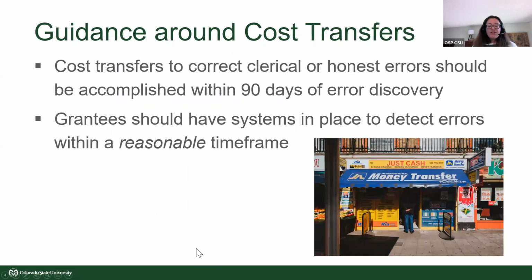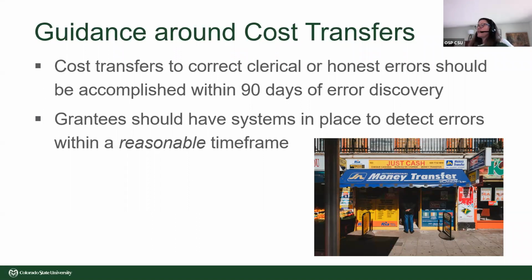Okay. Guidance around cost transfers. Cost transfers to correct honest mistakes should be accomplished within 90 days of discovery. So this goes back to internal controls. Again, uniform guidance doesn't dictate the uniform controls we have in place, but it does say, hey, you need to be checking your accounts on a regular basis so that hopefully within a 90-day period, you've discovered that a cost inadvertently either got charged to the wrong place, or maybe an unallowable cost somehow got on your award. Now you have this time frame in which you can pull that charge off.